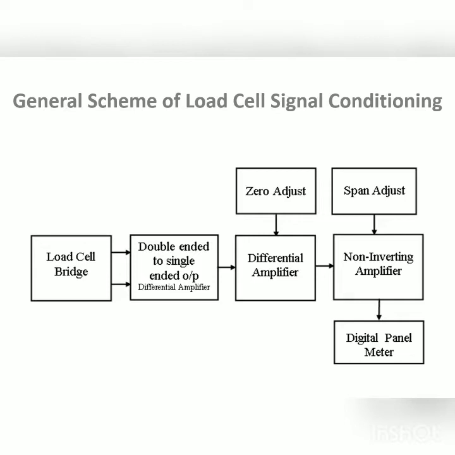The next block will be a differential amplifier with zero adjustment, because when the load cell senses the load, if the load is equal to 0, the reading on the digital panel meter must be equal to 0. That can be done with the help of the zero adjustment block. The last block will be the non-inverting amplifier, which will amplify according to the desired output voltage for the signal conditioning. The gain of this non-inverting amplifier can be adjusted, which is called the span adjustment.